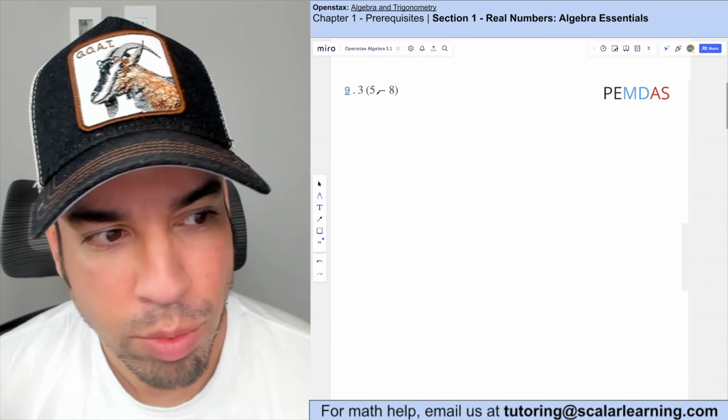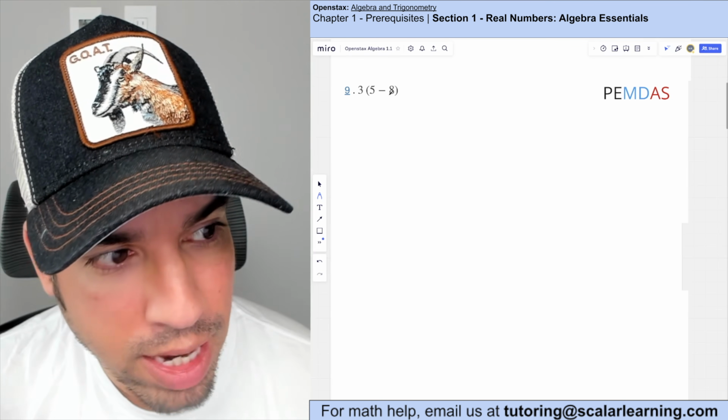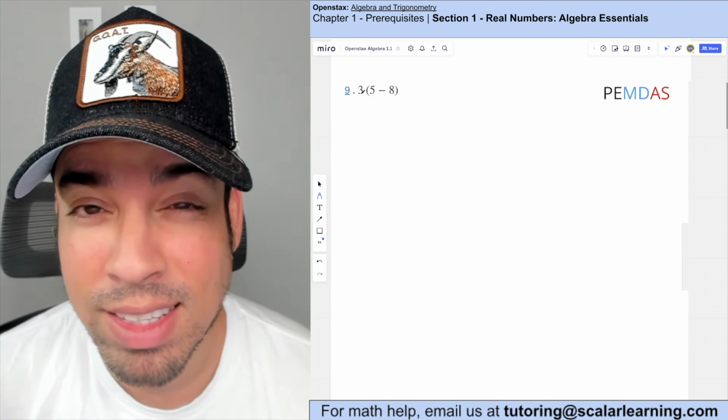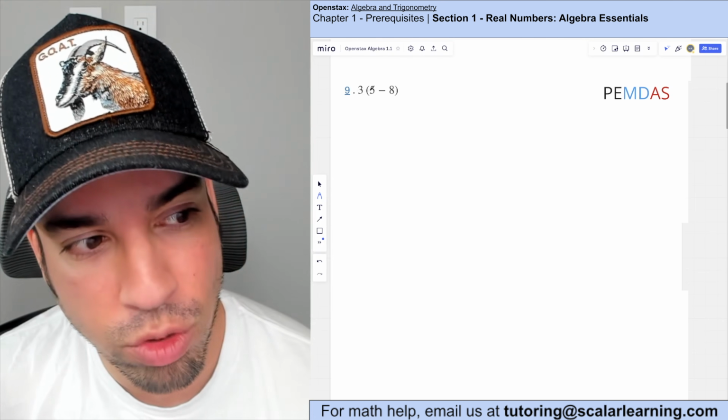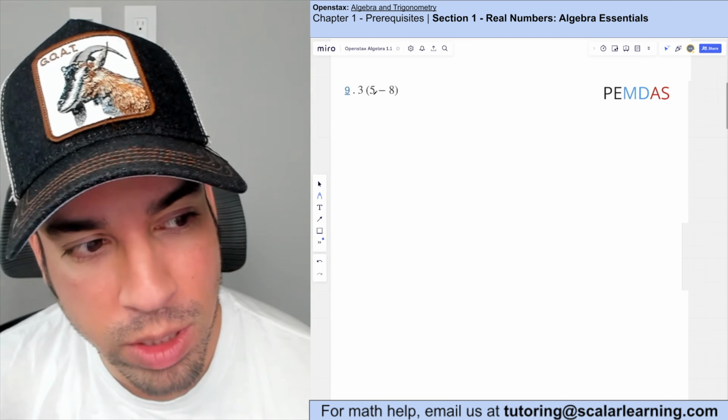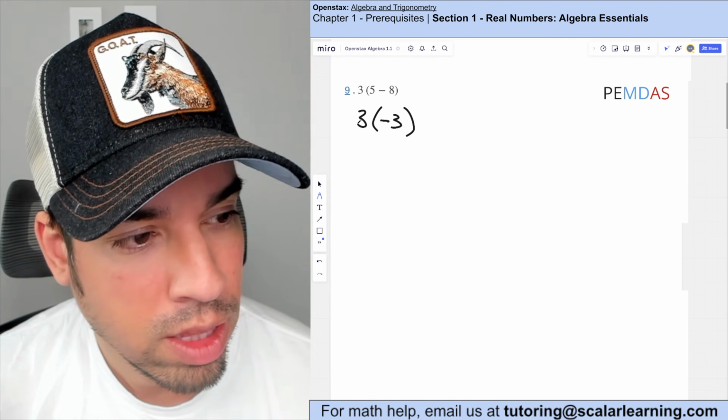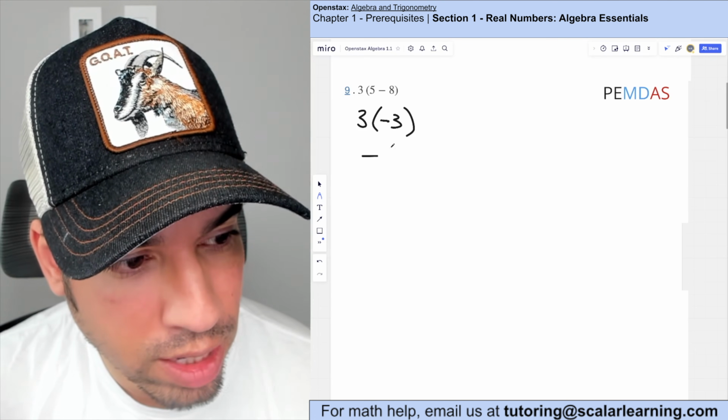Boom, done. Here we're going to do parentheses first, 5 minus 8, but don't forget that 3 outside of the parentheses, that's actually multiplication. We don't necessarily need an X or a dot. Just a number next to a parentheses indicates multiplication. But first we're going to do 5 minus 8, which is -3. And then we got 3 times -3, which is -9.